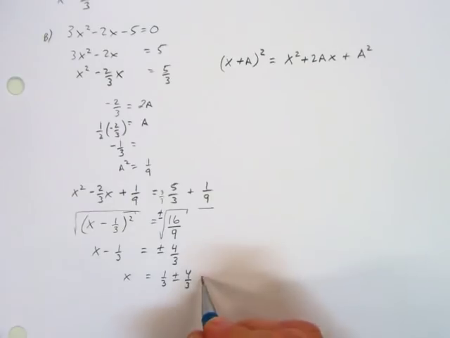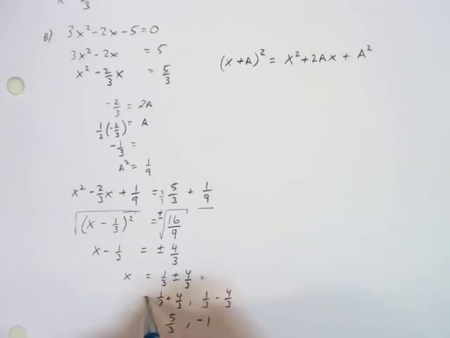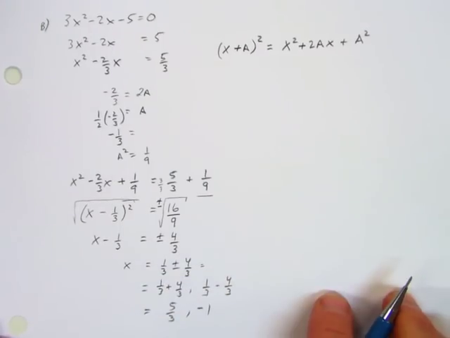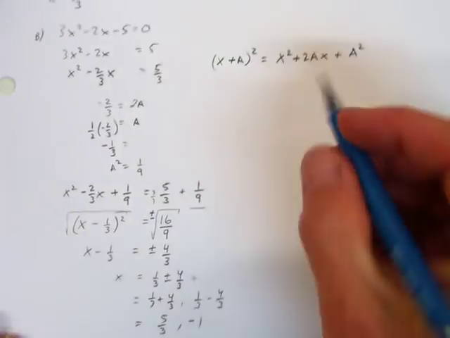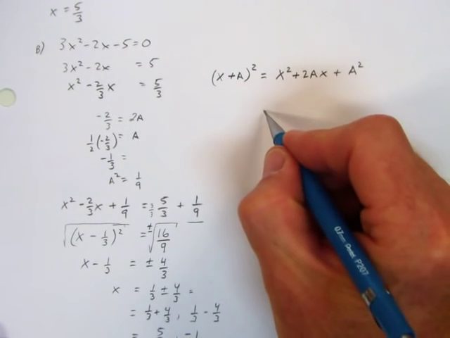And that will be 1/3 plus 4/3, and 1/3 minus 4/3, which would be 5/3, and negative 3 over 3, which would be negative 1. And we get the exact same answer as we got before, which is good. We'd better get that same answer. And then let's do the last one, and I'll put it over here.